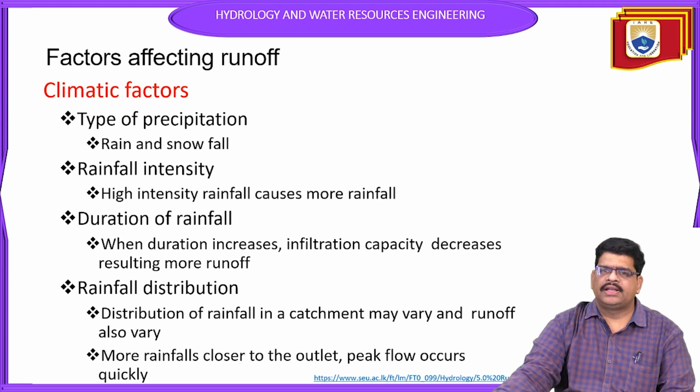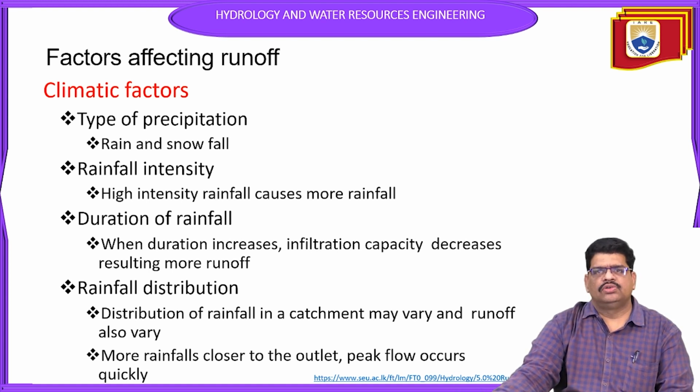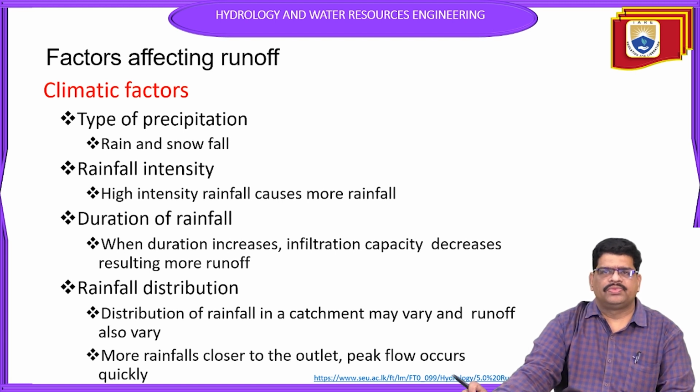How can the climatic factors affect the runoff? The first climatic factor is the type of precipitation. Precipitation we know very well. All ingredients, fog, mist, drizzle and rain, all mixed together we call precipitation. We know this very well, already discussed in the previous videos. Next, rain and snow type.